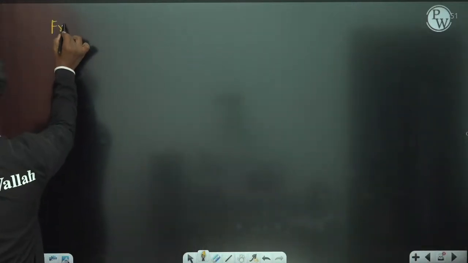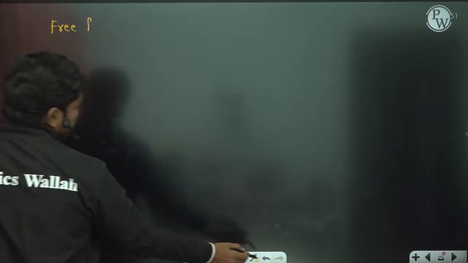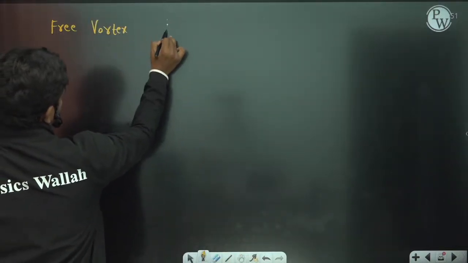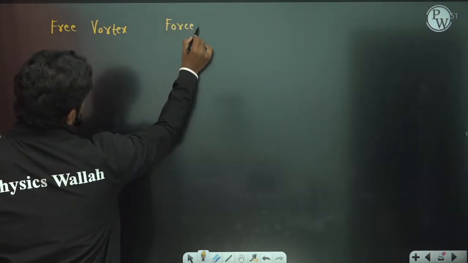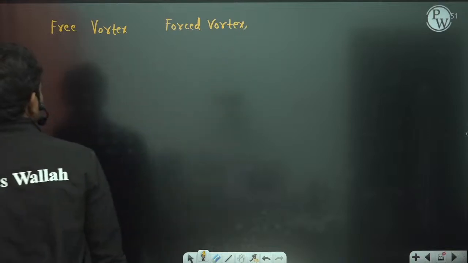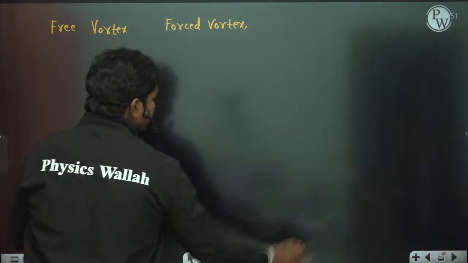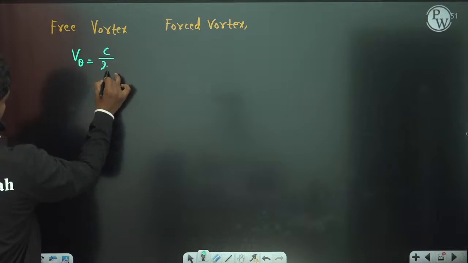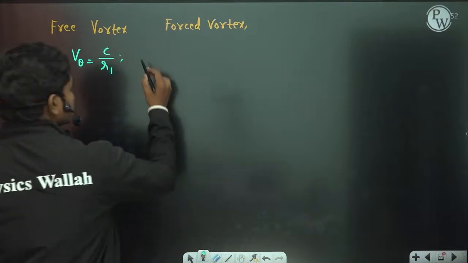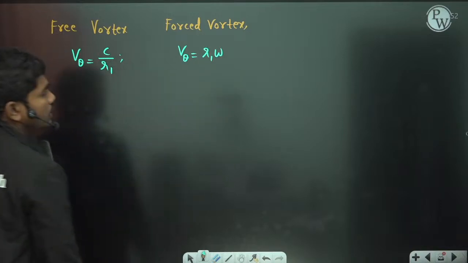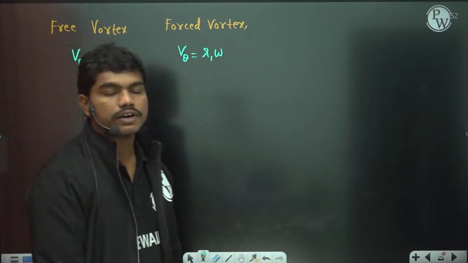So let us suppose we talk about free vortex and forced vortex. Now let us see what comes out. At any radial location, the value of velocity is nothing but C by r1, correct? So this is the velocity, and at this forced vortex we have r1 times omega. This is the forced vortex case. Okay, so v theta is equal to r1 into omega.